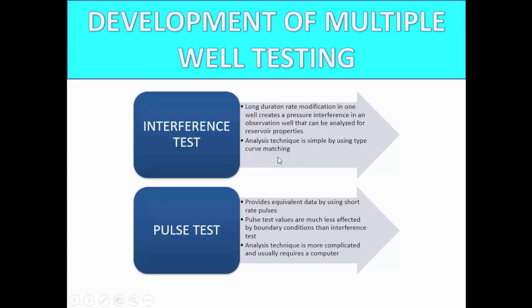The second one is this analysis technique is simple by using type curve matching. For the pulse test, it provides equivalent data by using short rate pulse. The second one is pulse test values are much less affected by boundary conditions than interference test. The third one is analysis technique is more complicated and usually requires a computer.